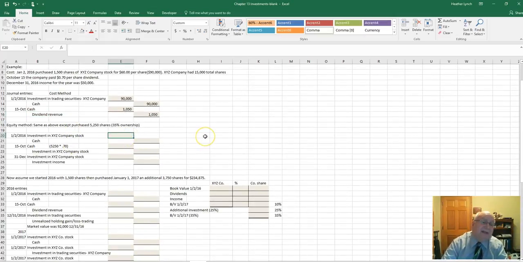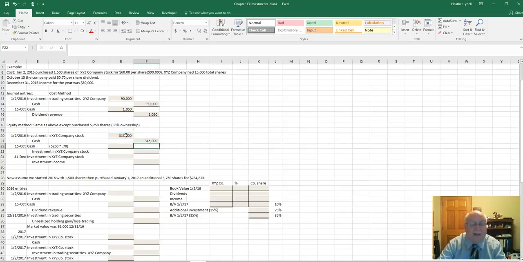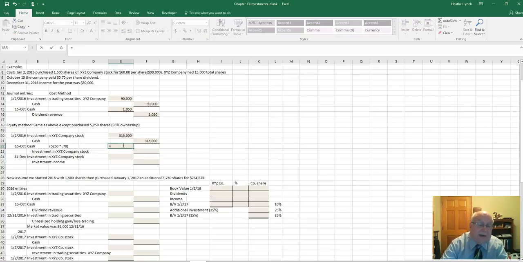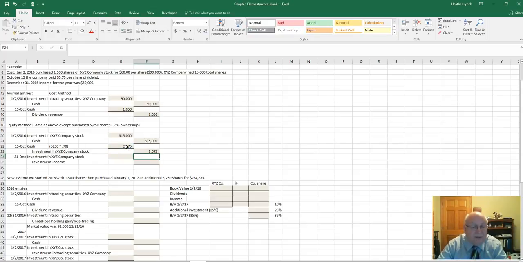Okay, this is going to be the same thing, except this time instead of purchasing 1,500 shares, change that to 5,250. If you take 5,250 divided by 15,000, you see that we own 35% ownership, which puts us into the equity method. So it's not an investment in trading securities or available for sale anymore. It's investment in XYZ Company stock for 5,250 times the $60 a share, or $315,000. Okay, that's the same as we had. Then for the dividend, however, it's the 5,250 times the 70 cents, just like we did before. That's the cash, $3,675. But you notice the credit is the same dollar amount, with the exception that it doesn't go into dividend revenue. It goes into the investment in XYZ Company. So a dividend reduces your investment.